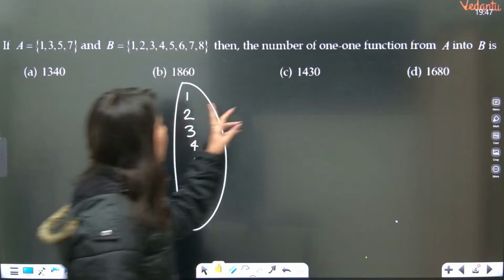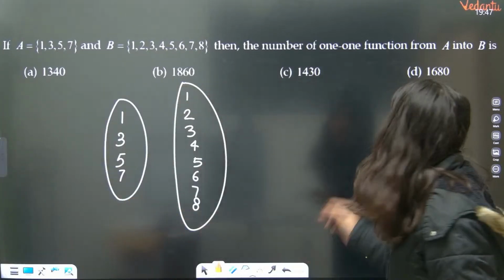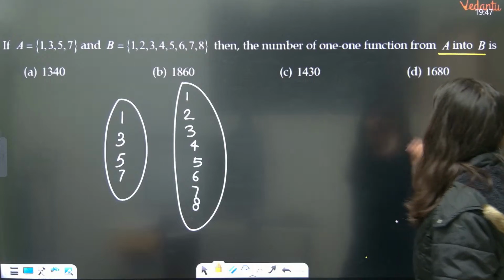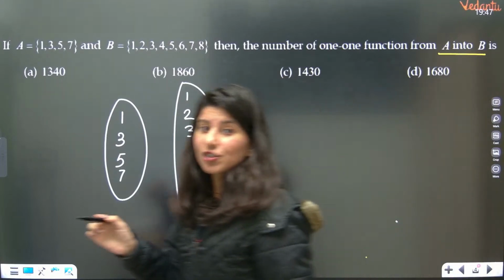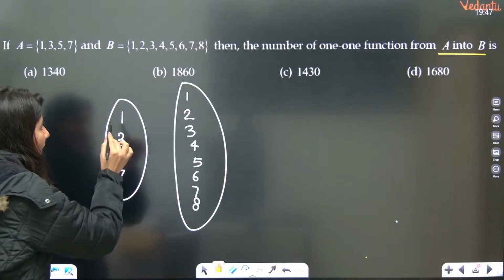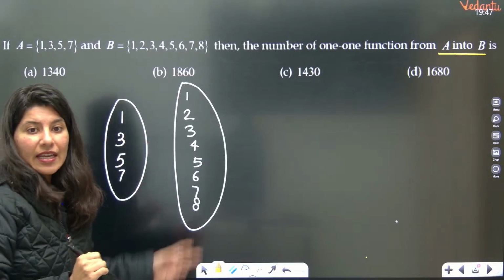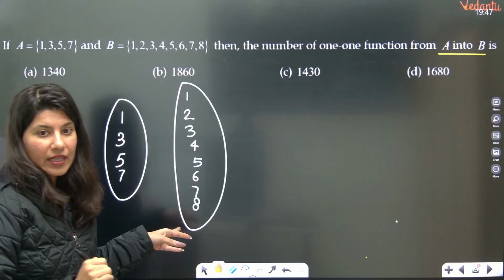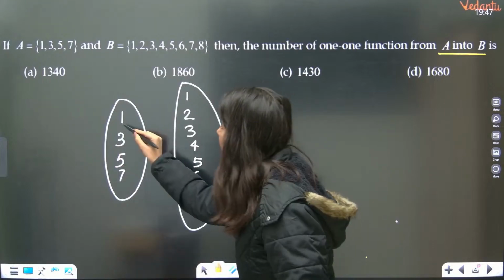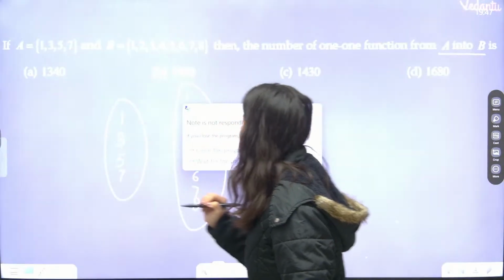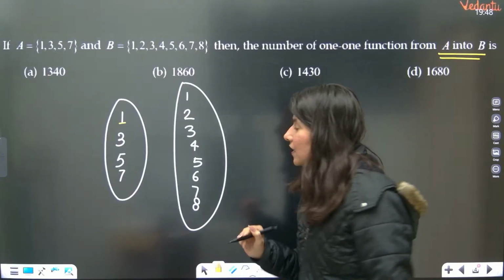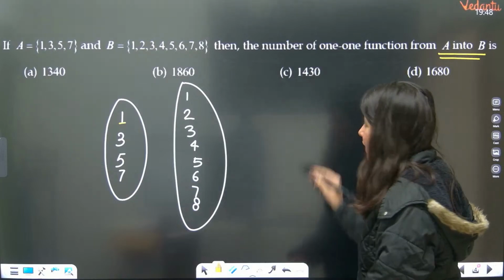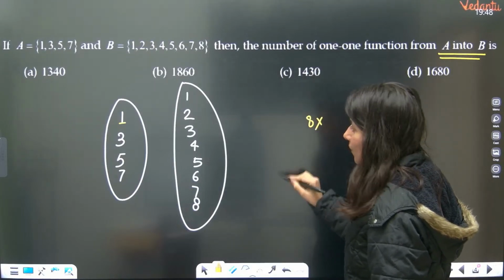A and B. Then the number of 1-1 functions from A to B. Okay, 1-1 function. 1-1 means that 1 should be connected with any of these 4 elements. Now understand, this 1 is having how many options? So 1 is having how many options? 8 options. So 8 into 3.